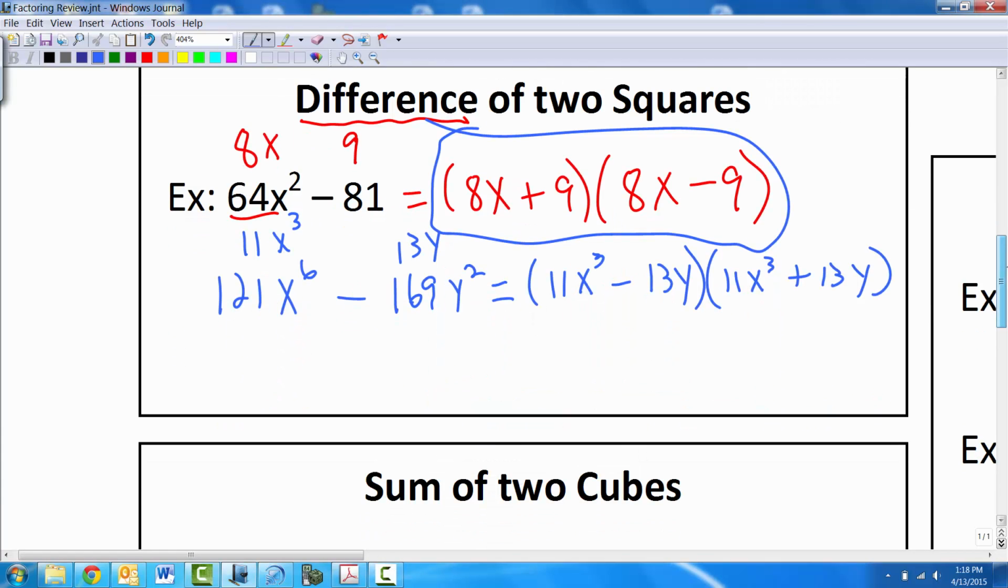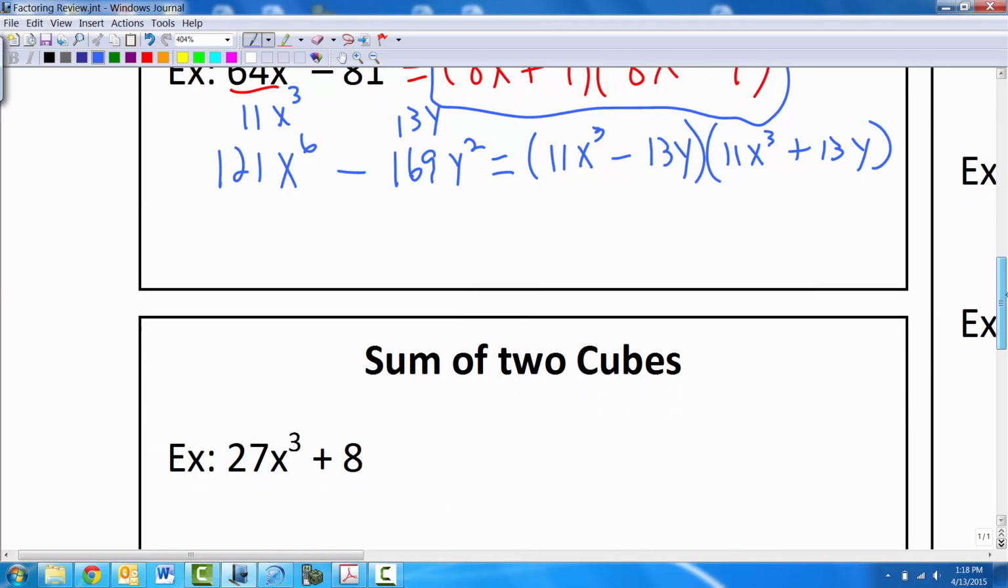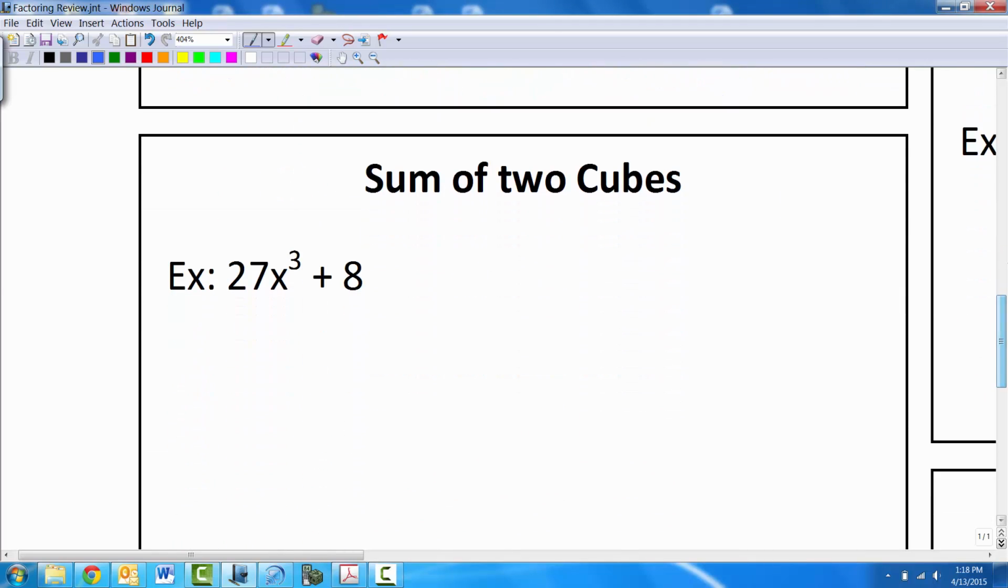So now what's the next type of thing you could have? The sum of two what? What gives away that this is cubes? The x to the third. I mean, come on, you cannot confuse this with the last example. It's impossible, right? So this is the sum of two cubes. I'm going to prove this when we are done with this.